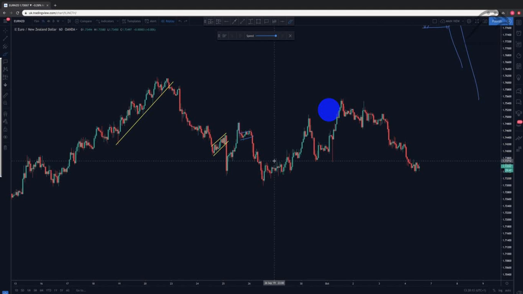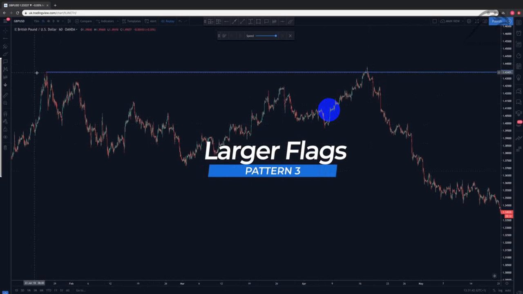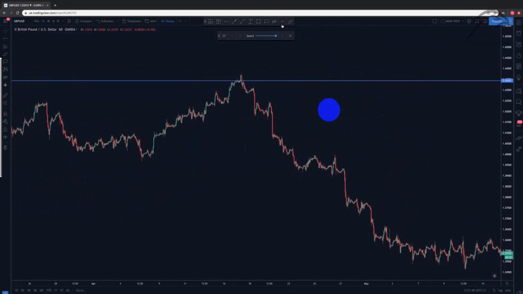Right guys, now let's take a look at larger flags. So as you can see here on pound dollar, we've got the overall bigger double top, and we've been looking for a selling opportunity on this. Now as you can see here, with this ascending channel, what do we get? Well, we get the break of this ascending channel, we have our impulse, we have our first flag, which is our tighter flag, as we spoke about. Highest probability, pushes down, and then what do we get? We actually get a larger version of this.